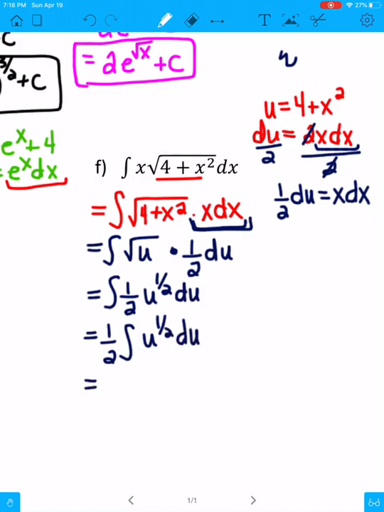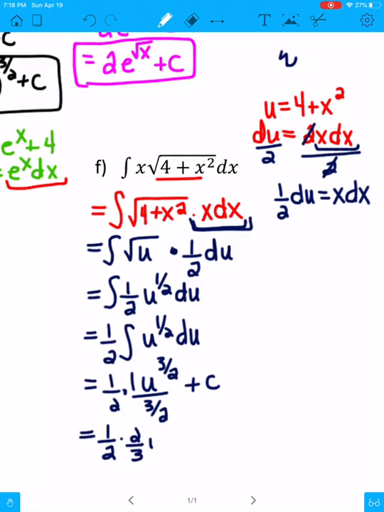And then I can take the antiderivative of that. So I get 1/2. The antiderivative of u to the half, I raise the exponent by 1: 1/2 plus 1, which is 3/2. And then I'm going to divide by 3/2. The du goes away and I get a plus c. So I get 1/2, and instead of dividing by 3/2, I can multiply by 2/3, times u to the 3/2 plus c.